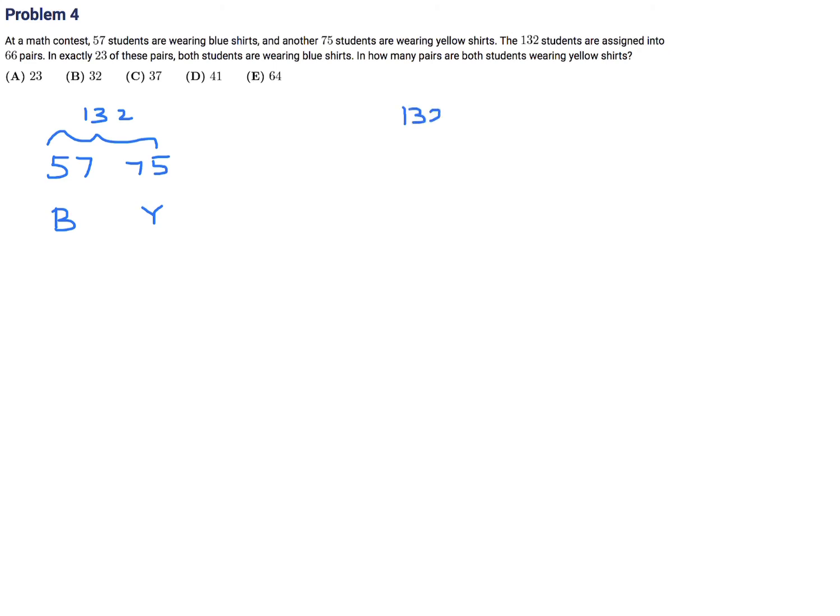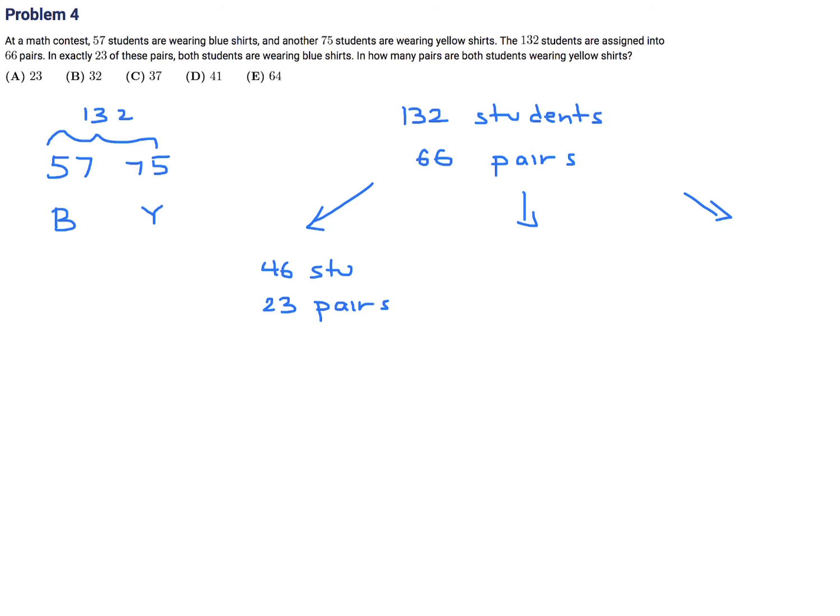So we have 132 students, and that is 66 pairs. Now, these pairs are split up into a few categories. So the first category is 23 pairs, and that's obviously 46 students. And all of these students are wearing blue. So these are the blue pairs. So all 46 are wearing blue. Now there's 57 in total that wear blue. 46 students are here. So that must mean 57 minus 46, which is 11. Those 11 students would go here.